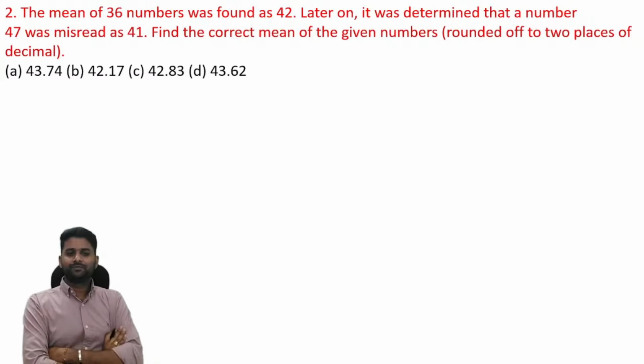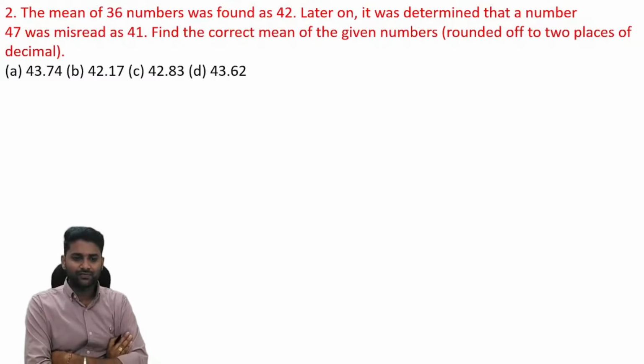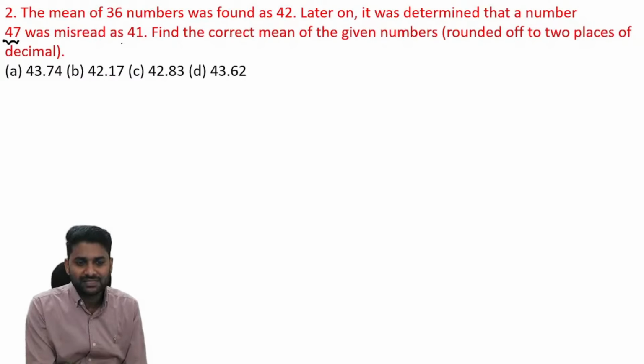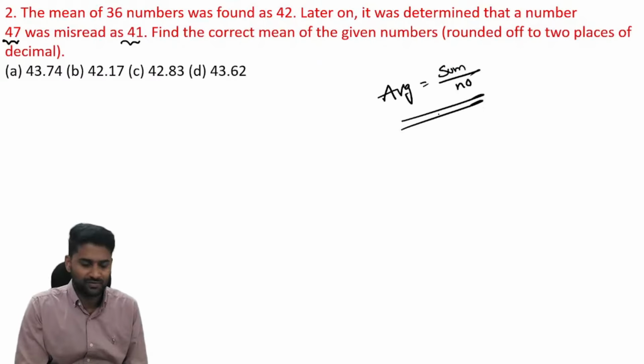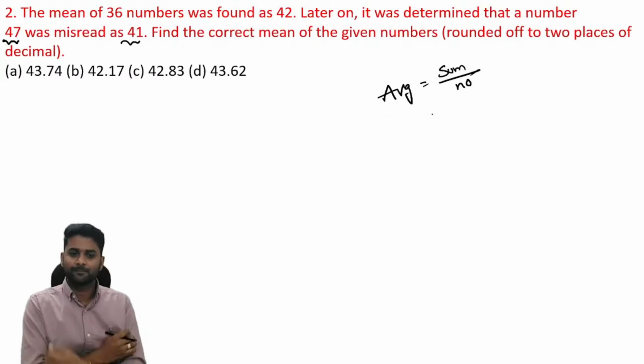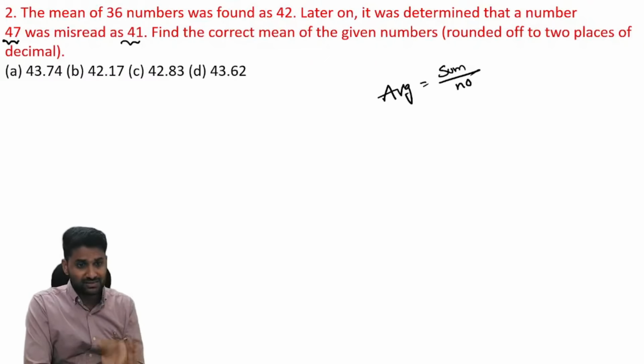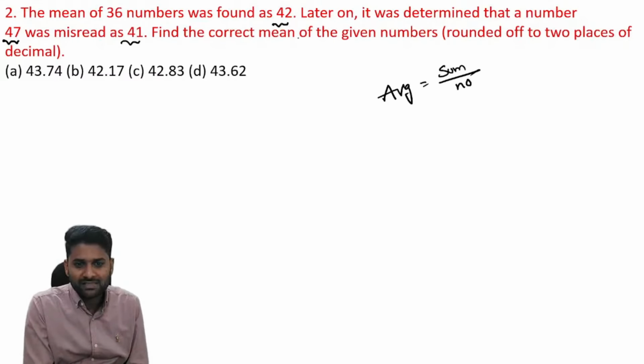Understand this information. The mean of 36 numbers was found to be 42. Later on it was determined that a number 47 was misread as 41. What is the correct mean of the given numbers? As you know, average is the sum of observations divided by the number of observations. But understand the given statement. They clearly mention that the original number is 47, but instead of 47 it was misread as 41. Because he included 41, the average is 42.